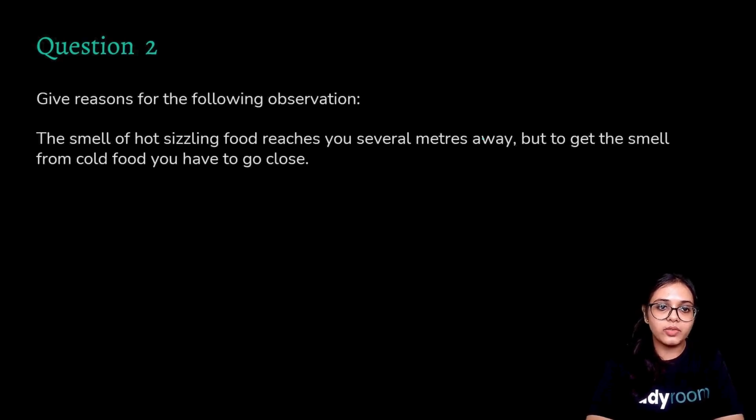Another question: give reasons for the following observations. The smell of hot sizzling food reaches you several meters away, but to get the smell from cold food, you have to go close. Now remember that incense stick experiment, right? When the stick was unlit, you had to come very close in order to smell it. But when you lit it, you could even smell it from the other corner of your room. You may have noticed that in order to spread the aroma of the incense stick with the air surrounding it, you had to light it, you had to increase the temperature, right?